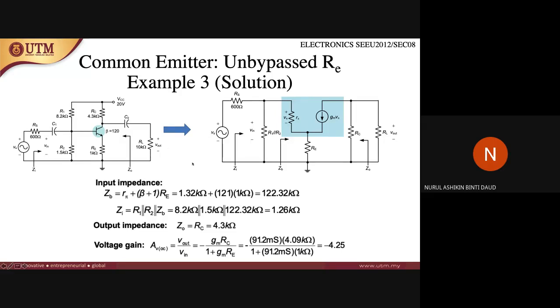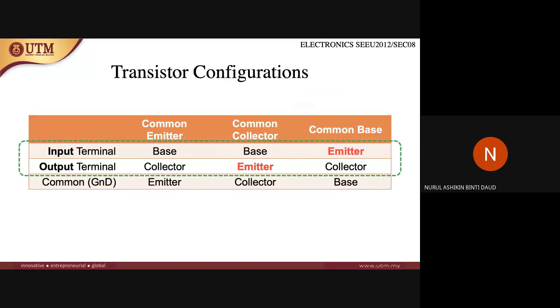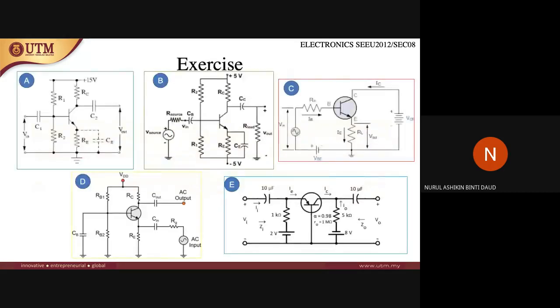So again, I repeat, inside your test, of course, you need to know this part. You need to know how to differentiate between common emitter, common collector, and common base. The example question might be like this: you have to identify which is the common collector configuration, which is the common emitter configuration, and which is the common base configuration. So this is compulsory.